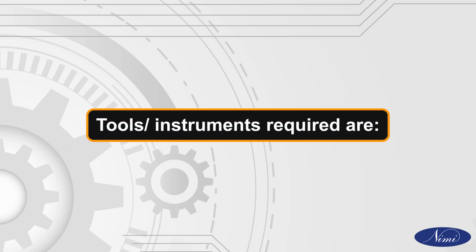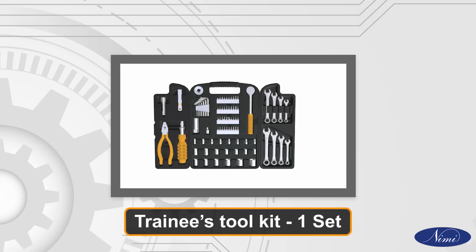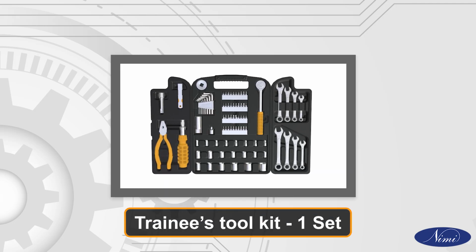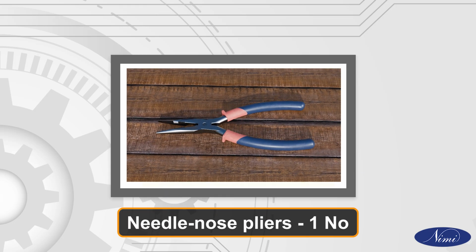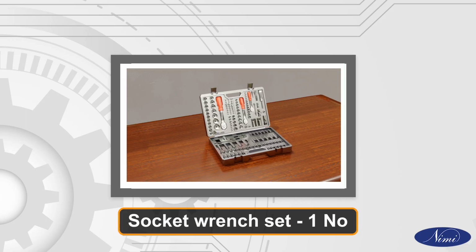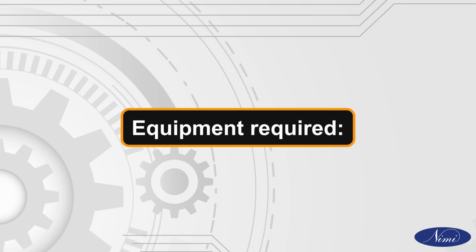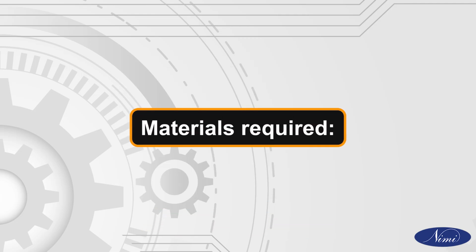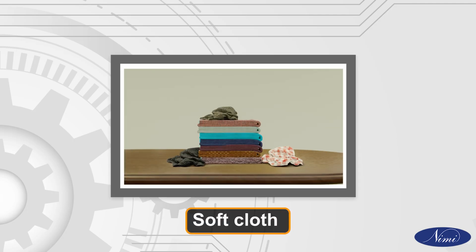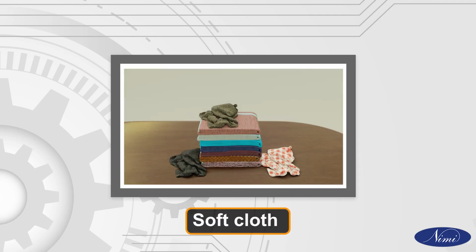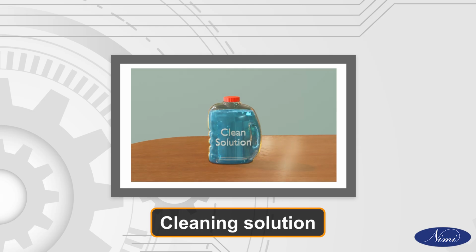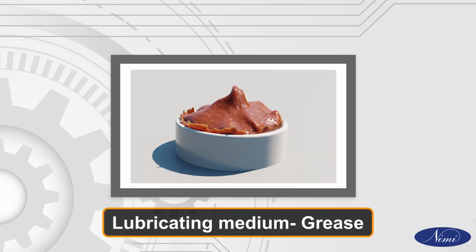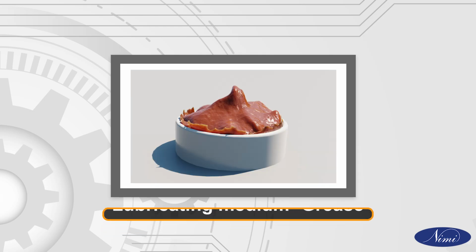Tools or instruments required are Trainees Toolkit 1 set, Needle nose pliers 1 number, Socket wrench set 1 number. Equipment required: Diesel engine 1 number. Materials required: Soft cloth, cleaning solution as required, lubricating medium grease as required.